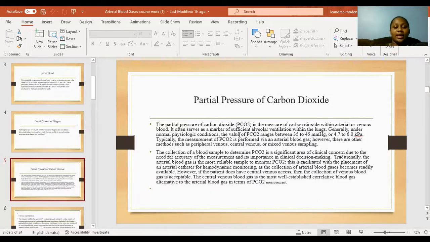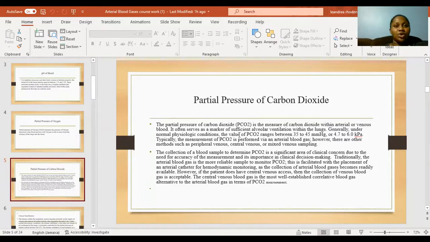Now, in ABG, there is a set range for the 4 components. There is a range that should not be passed. Further down, I will show you the ranges. For pH, it should not pass 7.35 and 7.45. However, now focusing on carbon dioxide, the range for carbon dioxide is 35 and 45 mm mercury. If the test is done and the results show that it is more than 45 mm mercury, this states that your blood is acidic. It is on the acidic side of the scale.